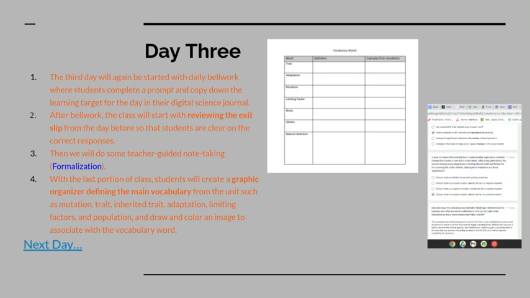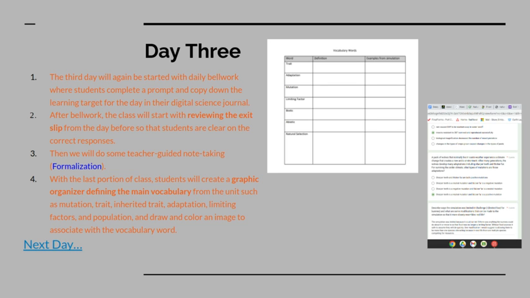Day three, once again, we'll start with bell work. After the bell work, that is when we're going to go over the exit ticket. That's an important thing that I have always done. Don't assign an exit ticket if you don't plan on going over the results, because students never get to learn from their mistakes in the exit ticket. It's a simple way of doing that.